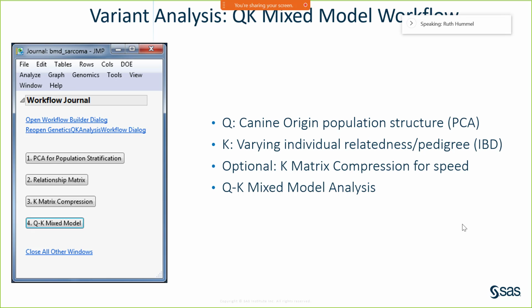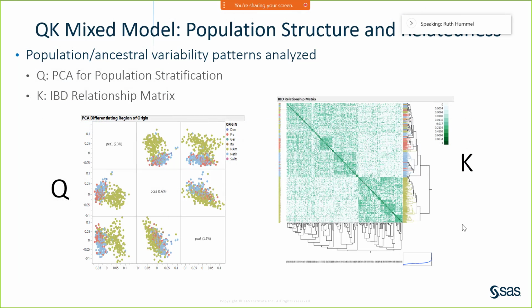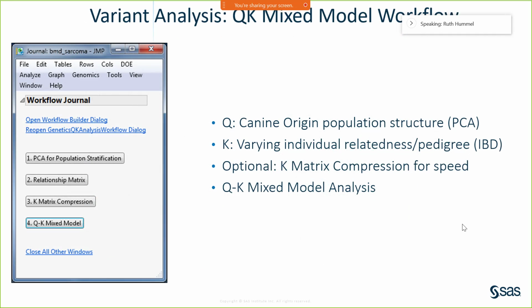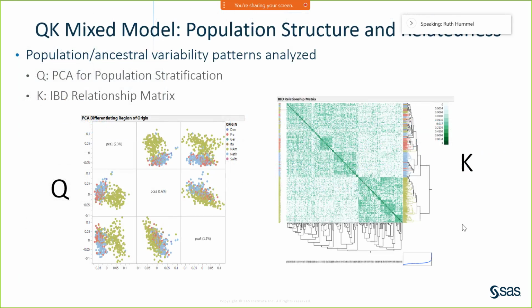So if we do the QK mixed model, there is a workflow for that. And this is what the workflow journal looks like for that. We would get this PCA for population first. So that's looking at this PCA picture here. Then we would get the relatedness matrix, which is this relationship matrix on the right side.